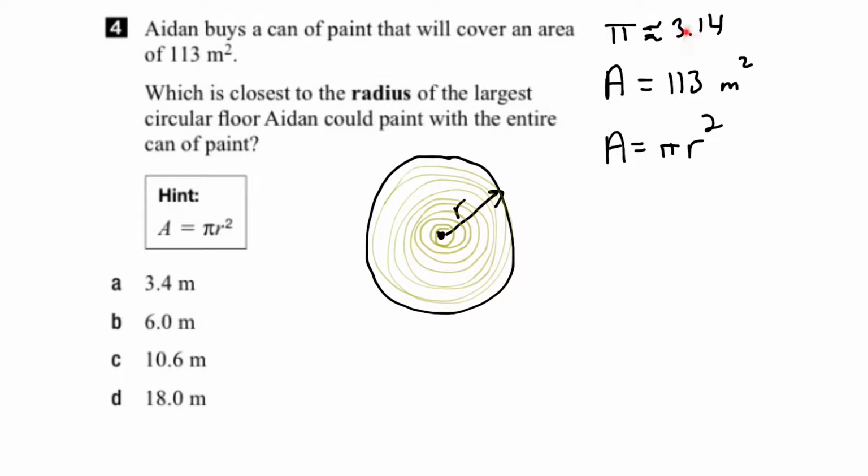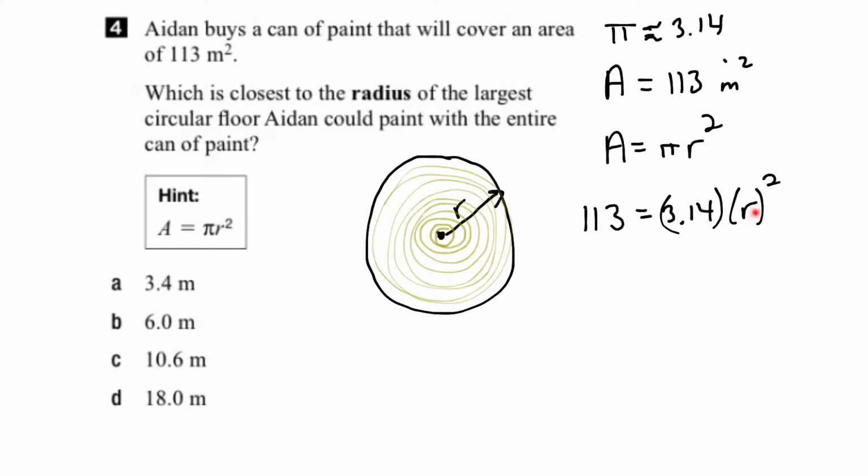So what we can do is substitute these values for area and for pi into this equation, and then we're left with one variable that we can solve for. So if we did that, we'd get 113 would equal 3.14 times r squared.